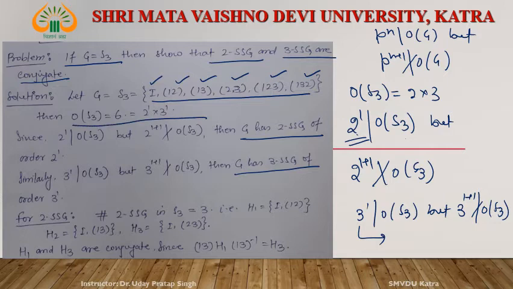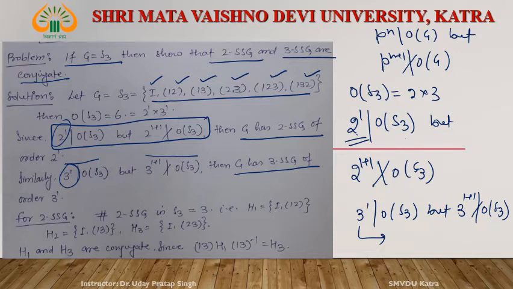G has a 2-Sylow subgroup of order 2 and a 3-Sylow subgroup of order 3. The condition is only this: P to the power n divides the order of G and P to the power n plus 1 does not divide the order of G. Then G has a p-Sylow subgroup of order P to the power n. Okay, what is our problem? We have to show that the 2-Sylow subgroups are conjugate and the 3-Sylow subgroups are conjugate.